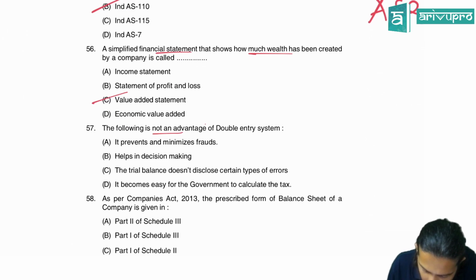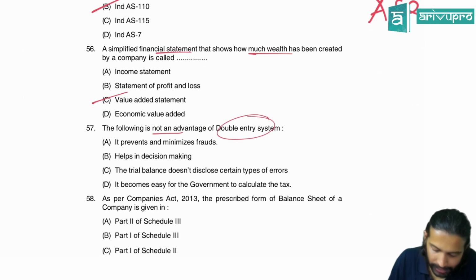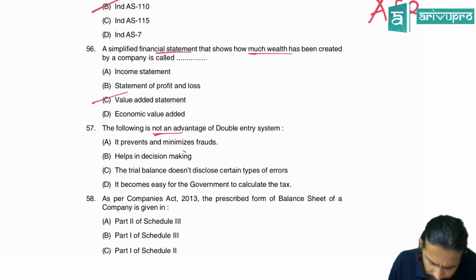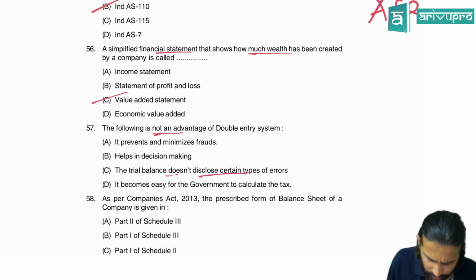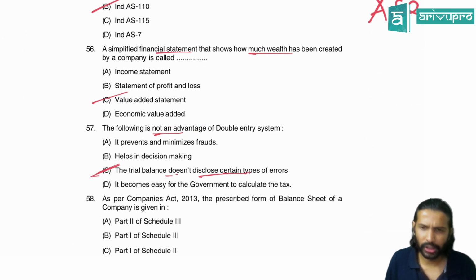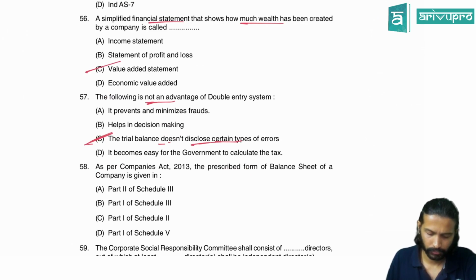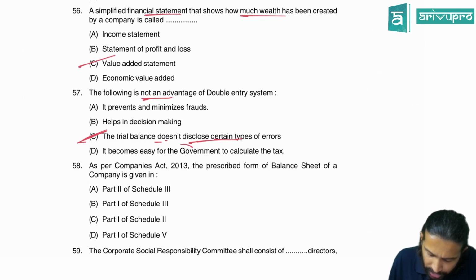Next. Following is not an advantage of double entry system. Which is not an advantage they're asking. It prevents and minimizes fraud. That is an advantage, no? Helps in decision making. That is also an advantage. Trial balance does not disclose all types of errors. If trial balance does not disclose all types of errors, is it an advantage? No, it is not an advantage. So that means C is the answer. It becomes easy for government to calculate tax. Yes, that is also an advantage only. So C is the option there.